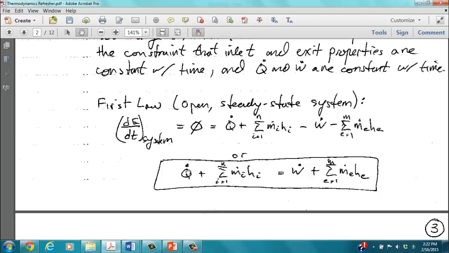Q dot, heat transfer, plus our energy flow in the form of mass flow rate, is equal to W dot plus the energy flow out that flows out with mass flow rate. Oftentimes you'll hear people say that the first law of thermodynamics is energy in equals energy out. That's not a perfectly universal or general statement, except for the specific case of it being an open system operating in steady state. So on the left-hand side you have energy in, and on the right-hand side you have energy out.